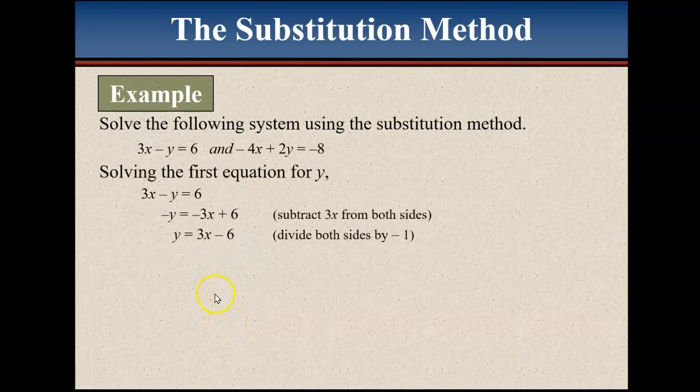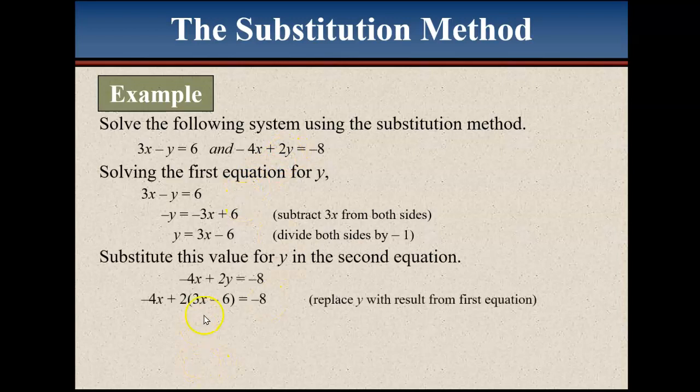right, by subtracting 3x from both sides, dividing through by negative 1. Make sure you change the sign on both things. And now we're going to take this y value and substitute it into the second equation for y. So there it is right there. Where there was once y, now there is 3x minus 6. So 3x minus 6 goes in, so we replace the y. Distribute the 2 and start solving for the x.